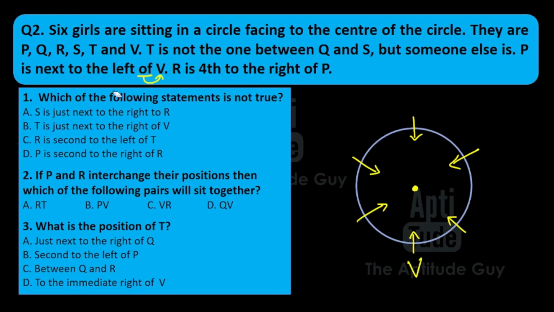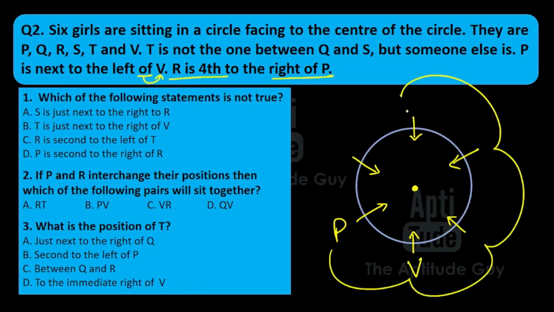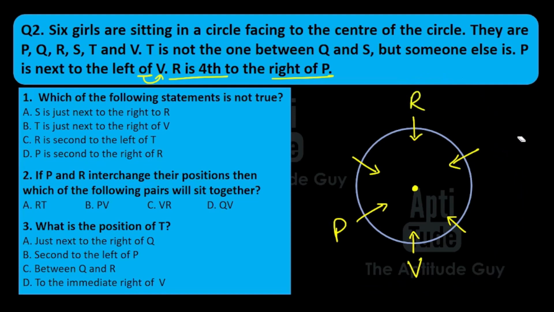Now P is next to the left of V. Next to left is over here, P. After that, R is fourth to the right of P. P is facing the center here, right side is this side. So we have 1, 2, 3 and 4. R is over here. Done.